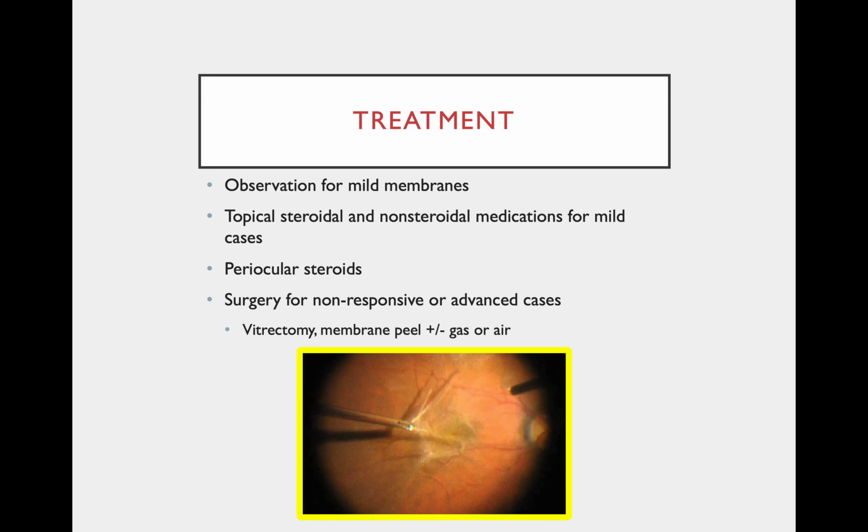For mild epiretinal membranes, usually observation is indicated. You can try to treat these with topical drops, steroidal and non-steroidal medications to reduce some of the macular edema. You can even consider periocular steroids. However, for fairly dense epiretinal membranes that are either non-responsive to medical therapy or that are progressing, then vitrectomy is usually indicated. The bottom picture there shows a very dense epiretinal membrane being peeled from the macular surface. They're usually not this dense.